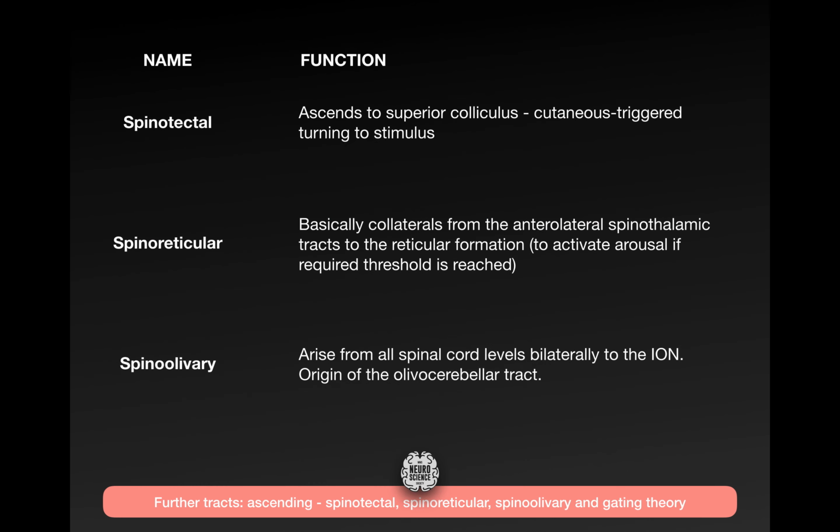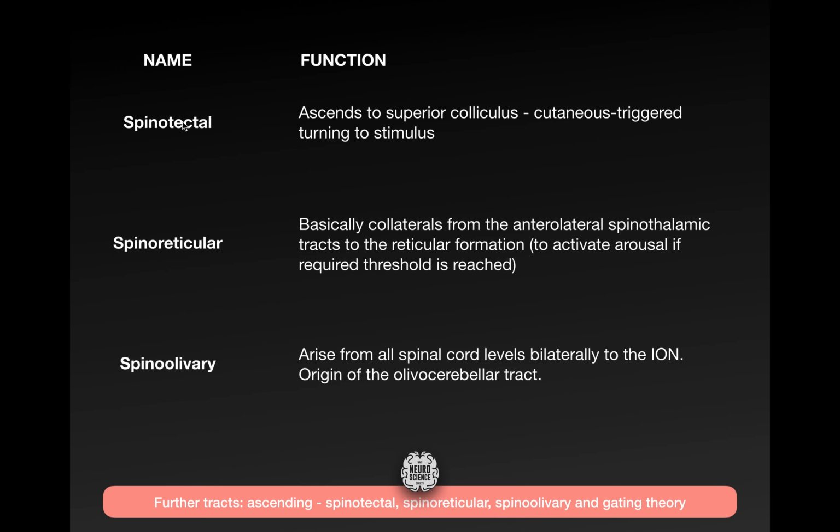So, the few extra tracts that we mentioned before, spinotectal. So remember that tectum is the midbrain, and the tectum is the corpora quadrigemina, so your superior and inferior colliculus. So it ascends up to the superior colliculus. And this is to enable you, if I stroke your cheek, you turn towards that movement, or you slap me in the face, but you turn towards that movement, and that is spinotectal derived.